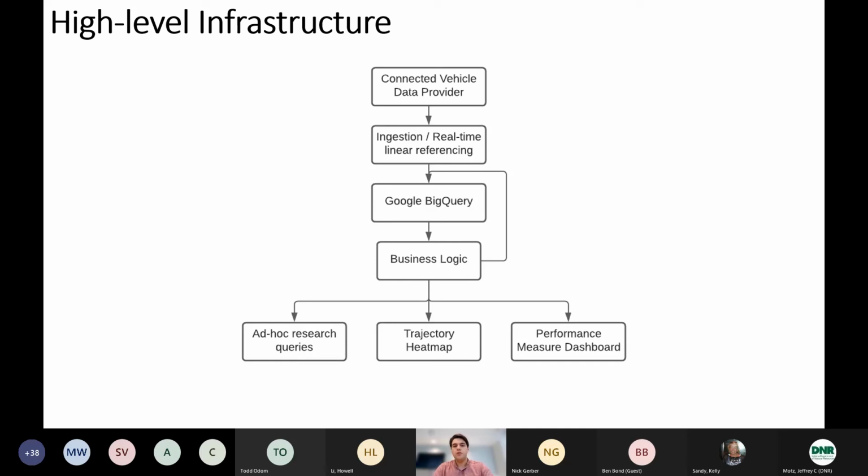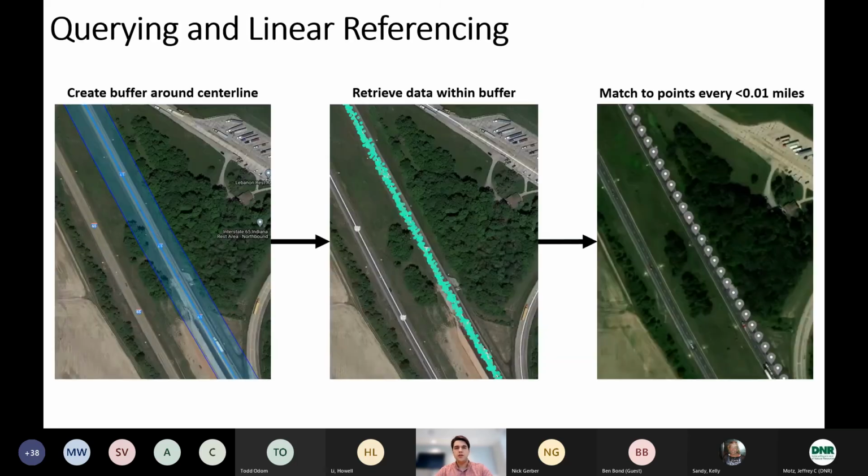BigQuery is a cloud data warehouse that's part of the Google Cloud Suite. After that, we run some business logic on it to aggregate some of the data and put it back into BigQuery, again into separate tables. And from there, it is used for ad hoc research queries and also our web dashboards, which we'll get into.